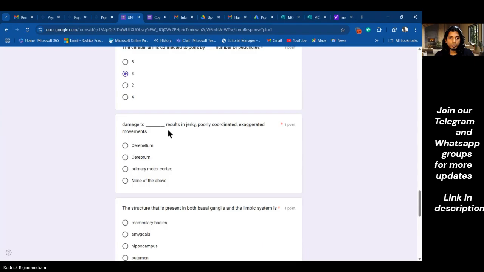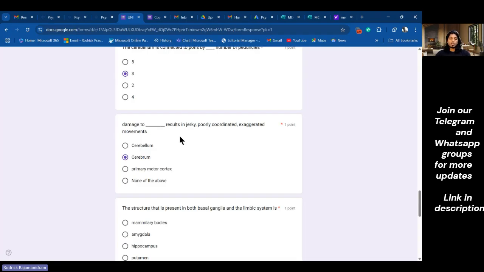All right. Damage to the cerebellum results in jerky, poorly coordinated, exaggerated movements. It can also happen because of basal ganglia damage, but there are differences between them. In the cerebellum, you will have intention tremors. When you move towards an object, you will have tremors. And in basal ganglia damage, even when resting, the body is not able to maintain adequate tone. So even when resting, they'll have tremors. That's a major difference between basal ganglia damage, which is Parkinson's, and cerebellar damage, where more intention tremors are there. So that is one.